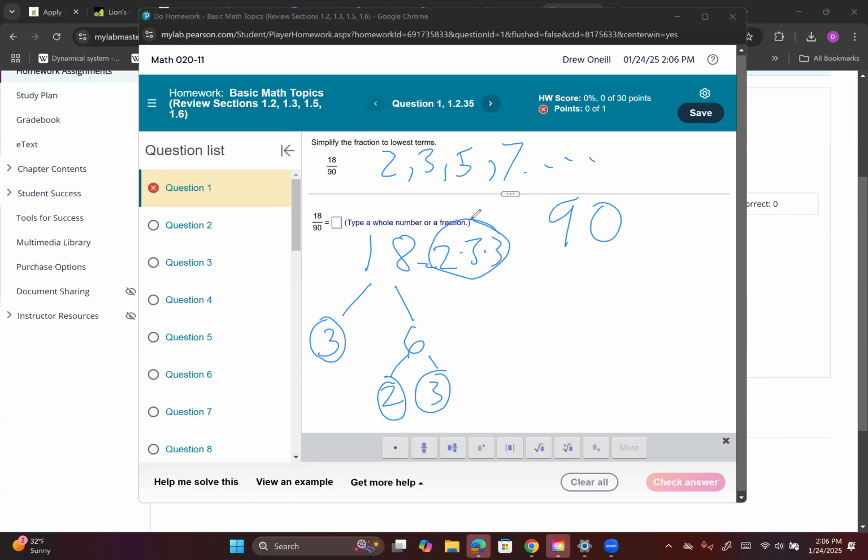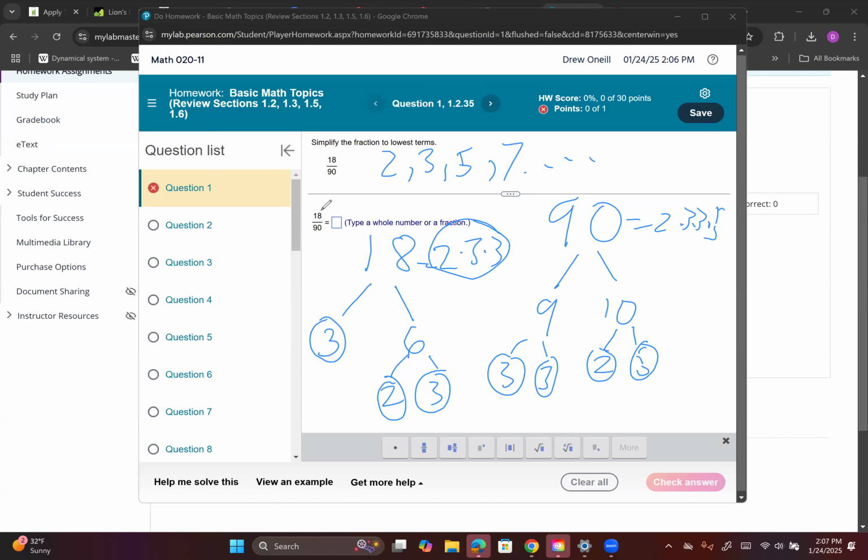Okay, and we could break 90 down the same way. What two obvious numbers multiply to 90? 9 and 10. Okay, are either of these primes? No. Any even number besides 2 is not a prime, so 10 is 2 and 5. Done, circle them. Those are both primes. 9 is what times what? 3 times 3. So we get 90 is 2 times 3 times 3 times 5.